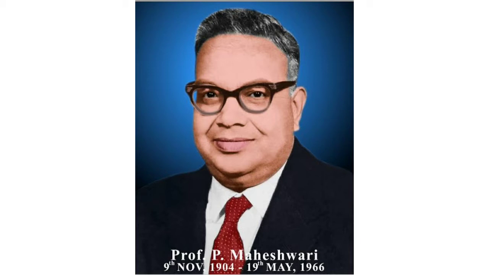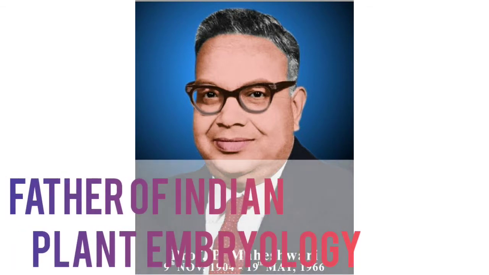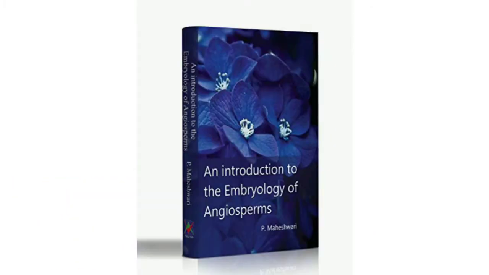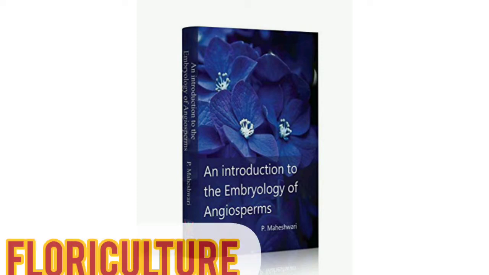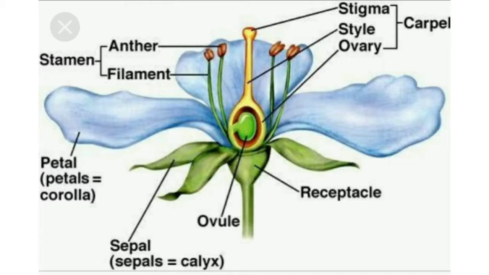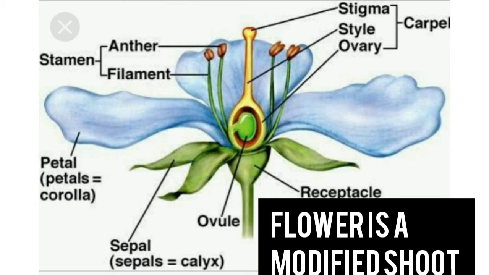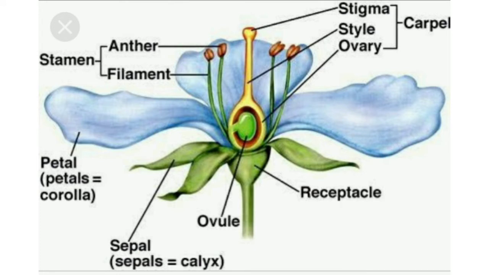So in this topic, first of all we discuss that Professor P. Maheshwari, father of Indian plant embryology, wrote a book, An Introduction to the Embryology of Angiosperms. He explained that floriculture means the science of cultivation, breeding and marketing of flowers. So he proved that the flower is a modified shoot. According to Goethe, flower is a modified shoot. He proved that flower and shoot are similar to each other.